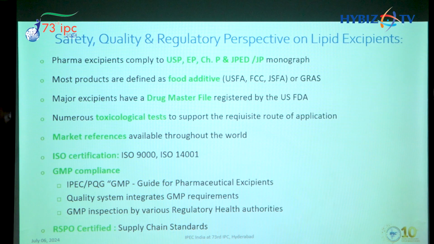Then a lot of toxicological tests for the route of application for which they are being used are available. And a lot of market references are also available because these systems have been in the market for some time now. The manufacturing sites are ISO certified and GMP compliant, and also, considering the CSR approach, a lot of companies are giving emphasis to the RSPO certification. Because these excipients are derived from natural origin, it is relatively easier to get RSPO certification, and the companies are working toward this certification.